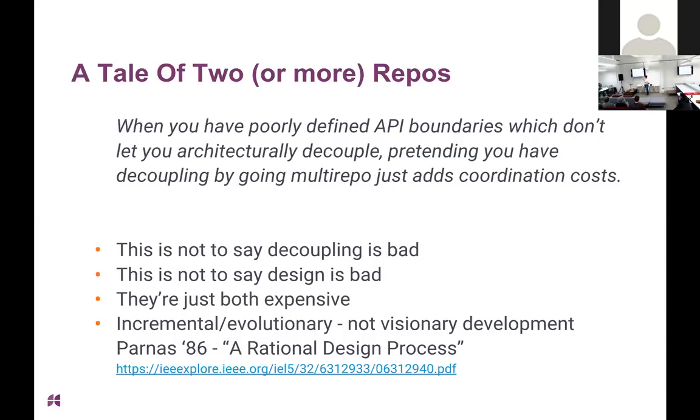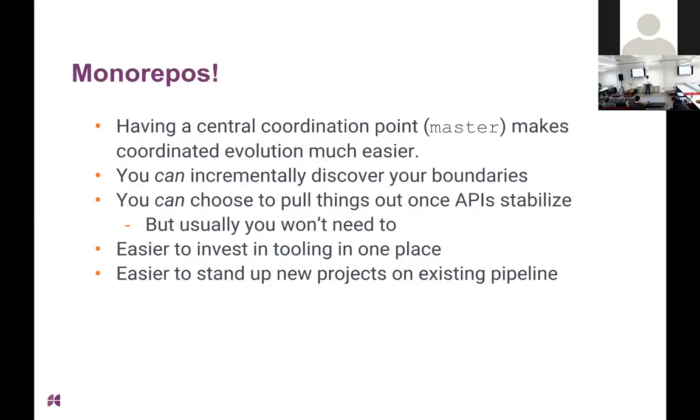So, until CPARNAS 86, the rational design process, I highly recommend this paper, goes over exactly this, the difficulty and the fundamental impossibility of gathering requirements and designing, but the necessity of pretending to do so anyway. Very good paper. But so multi-repos, or monorepos rather, solve this problem, sort of, right?